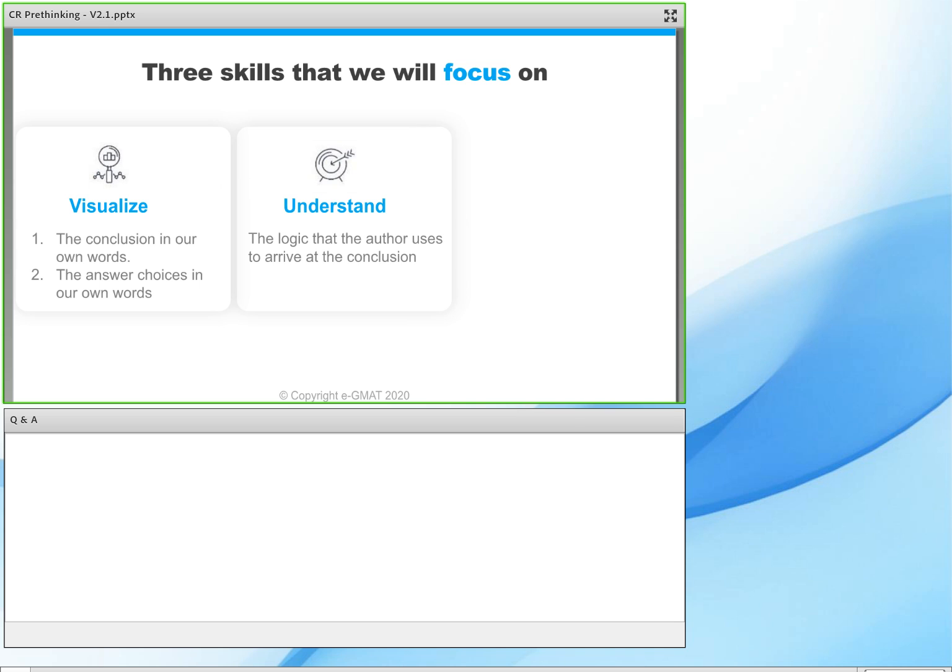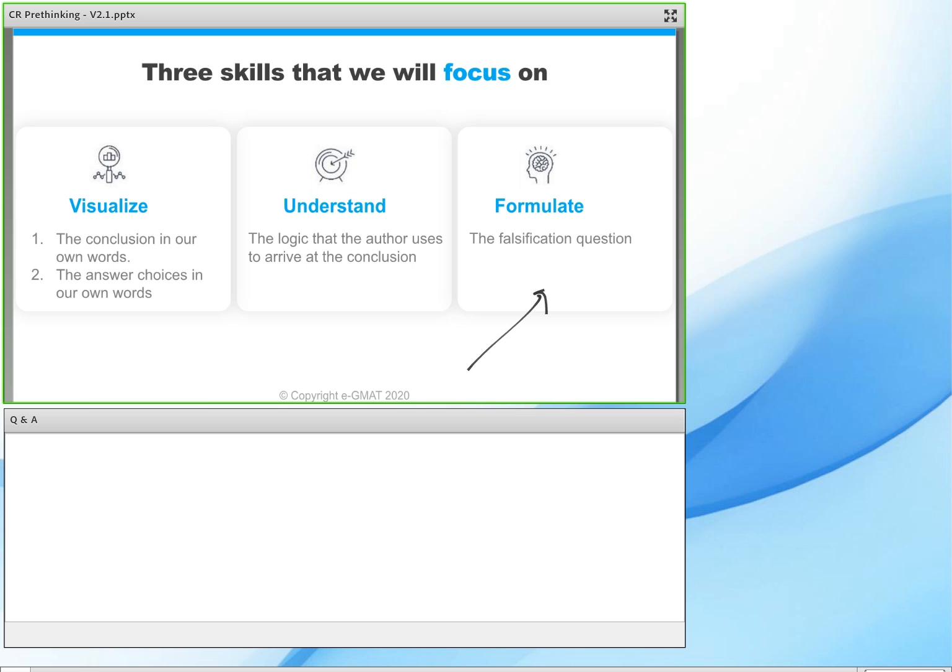The second piece is connecting statements. Once visualization applies to statements, and you connect those statements, you build what we call the logic the author uses, a logical structure. That's the second piece we'll focus on. Once we understand these two things, we'll formulate what we call a falsification question to complete our pre-thinking. So with that, I want you to tell me what an assumption is.